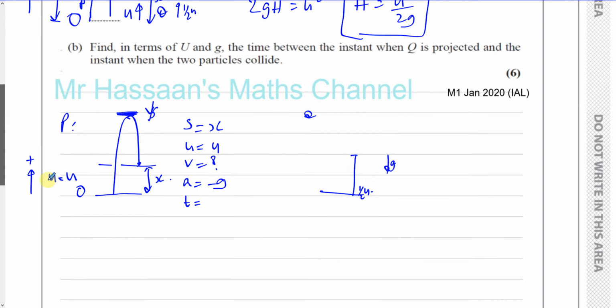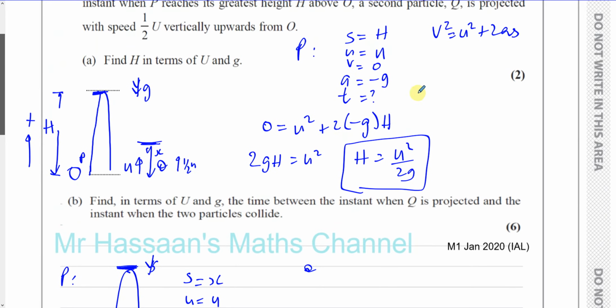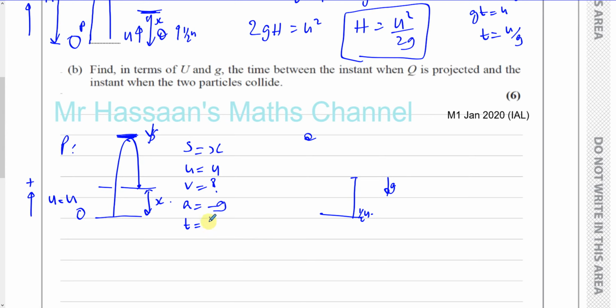Okay, so let's go back here and find the time it took to reach the top of its flight, which is going to be given by this information here. And we can see we got V equals U plus AT. So V equals U plus AT, and V is zero. So zero equals U minus GT. So you got GT equals U. So T equals U over G. So that's the time that this particle took to reach the top of its flight. Okay, U over G.